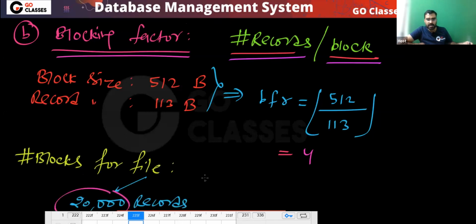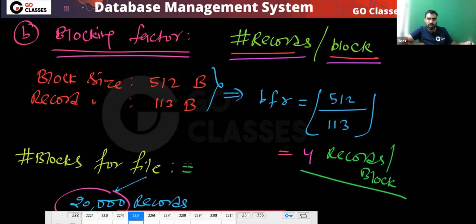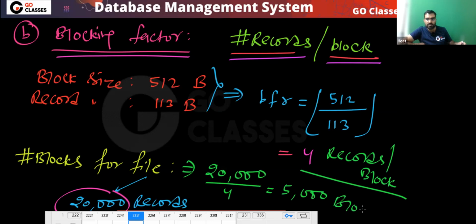So that is very simple, right? Because 4 records per block. In one block, 4 records you can put. So these many records will need how much? 5,000 blocks. You need 5,000 blocks.